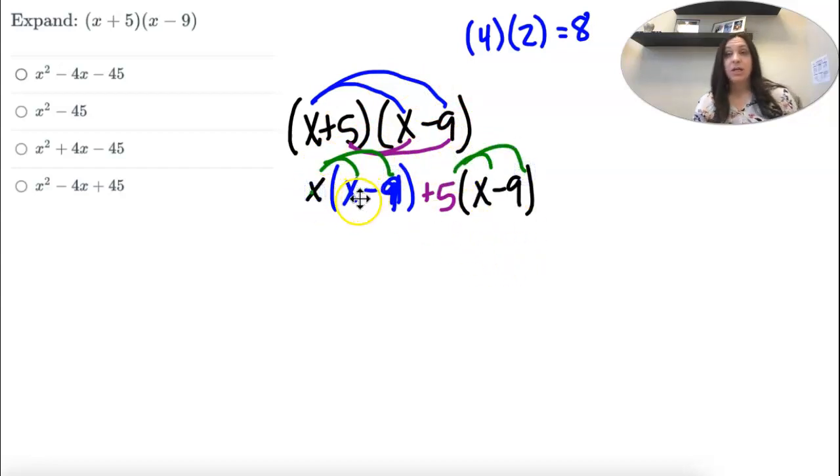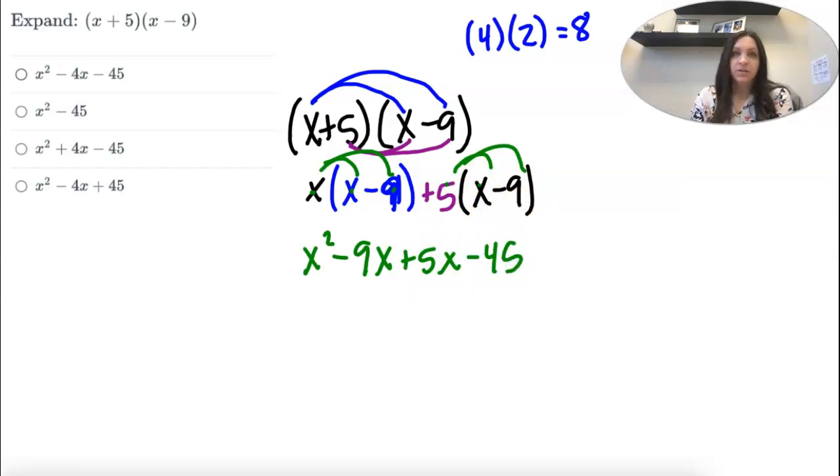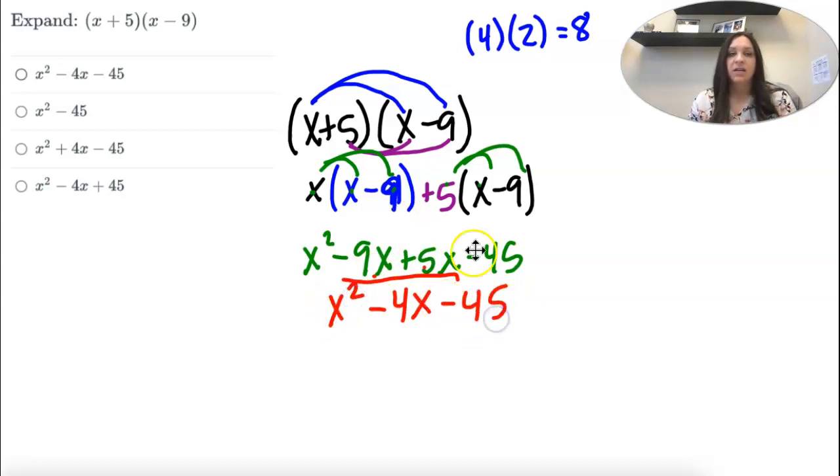So now we're getting into timesing, and our rules get a little bit different. X times x is not 2x, it's x squared. X times -9 is -9x. 5 times x is 5x. 5 times negative 9 is negative 45. So when you multiply binomials like this, you're always going to have 2 to combine. And they're usually in the middle, depending on how you multiply. So negative 9 plus 5 is negative 4x, and then the x squared and the negative 45 stay. And that's our answer.